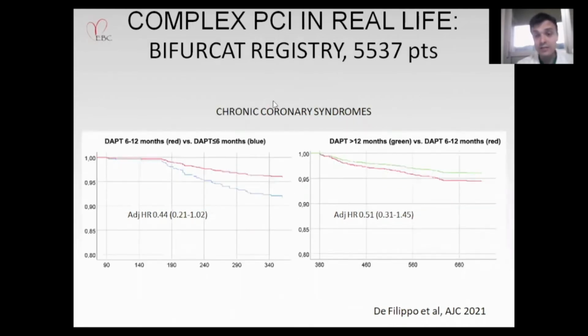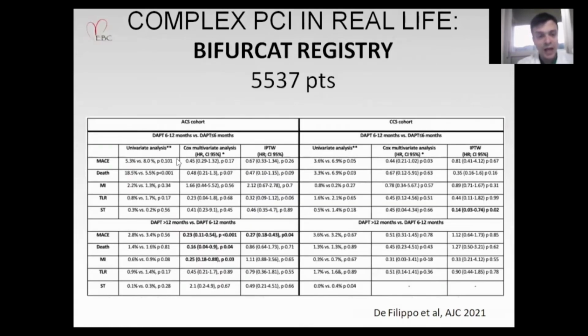And this benefit disappears in patients treated with PCI because of chronic coronary syndrome, in which the trend was not significant, both when comparing DAPT between 6 and 12 months versus DAPT shorter than 6 months, or when comparing DAPT longer than 12 months versus DAPT of 6 to 12 months. And in a multivariate analysis performed with different techniques, the benefit of DAPT longer than 12 months was confirmed for death, for MACE, and for subsequent MI in acute coronary syndromes, but was not confirmed in chronic coronary syndrome.